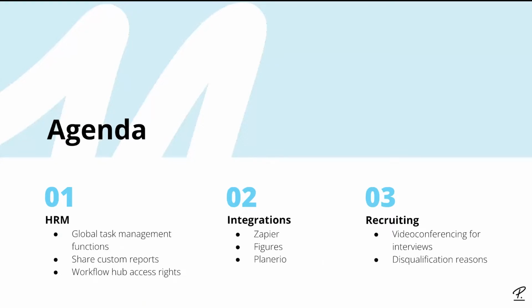And now let's have a look at the topics that we are covering today. The first topic in HRM is global task management, share custom reports, and the Workflow Hub access rights. After this chapter, we will make a short break to answer some questions live if there are any. Then the second chapter is integrations. I brought 3 integrations with me: Zapier, Figures, and Planerio. And in recruiting, we have 2 topics: one big one is the video conferencing for interviews, and the second topic is the disqualification reasons in the process. Yeah, I'd say let's start.